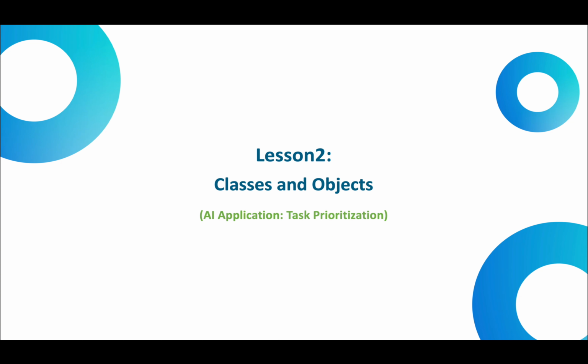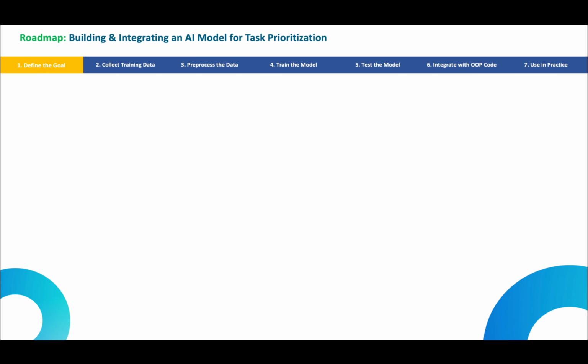Our focus is on AI applications, specifically how to build a model that can look at tasks and predict which ones are most important. It's a great way to learn both programming and practical AI. Here's our roadmap. We'll go through 7 key steps: defining the goal, collecting training data, pre-processing the data, training the model, testing it, integrating it with our OOP code, and finally using it in practice.